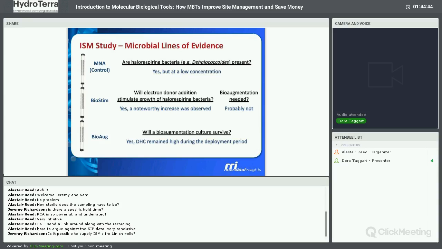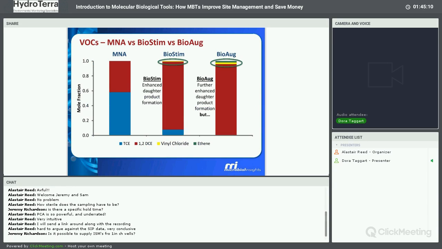So from our microbial lines of evidence, what we learned is that we have Dehalococoides there, but it's low. We are seeing a noteworthy increase in these organisms. Do we need to do bioaugmentation? Possibly not. We can talk about this more after we look at the chemistry and talk about the site goals, but it's a pretty good stimulation that happened. And then, will the culture survive? Yes, we were able to see it did survive during this study.